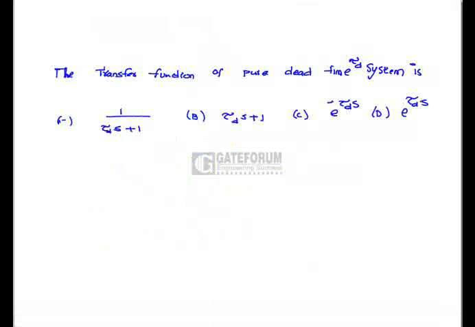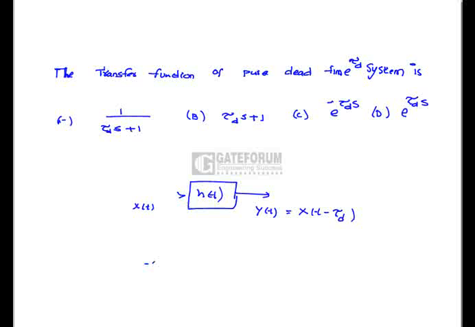The transfer function of a pure dead time system is... Here dead time is tau d. Coming to the explanation, a dead time system means it is a kind of delay system providing a delay. Suppose x of t is the input and y of t is the output, which is equal to x of t minus tau d. Then what is H of s? H of s is nothing but a delay-providing system, which is equal to e power minus tau d s. Hence option C is correct.